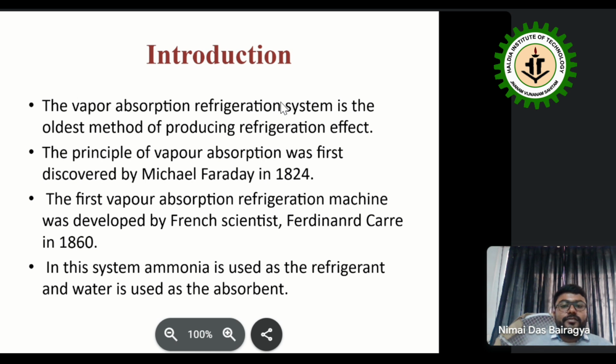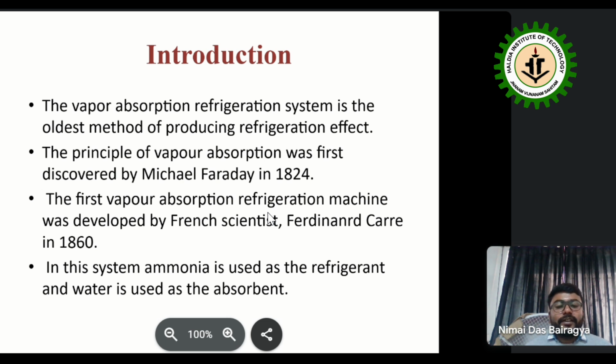At first, introduction. Vapor absorption refrigeration system. The concept of vapor absorption was first discovered by Michael Faraday in the year 1824. Later on, in the year 1860, a French scientist, Ferdinand Carré, developed the vapor absorption refrigeration system mechanism, where he used ammonia as a refrigerant and water as an absorber.